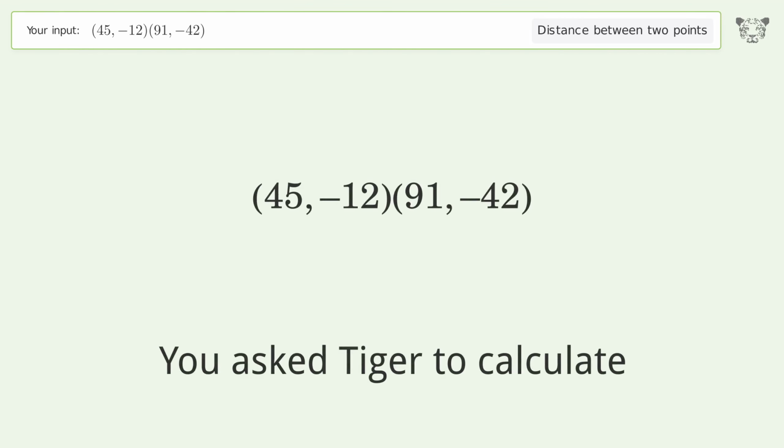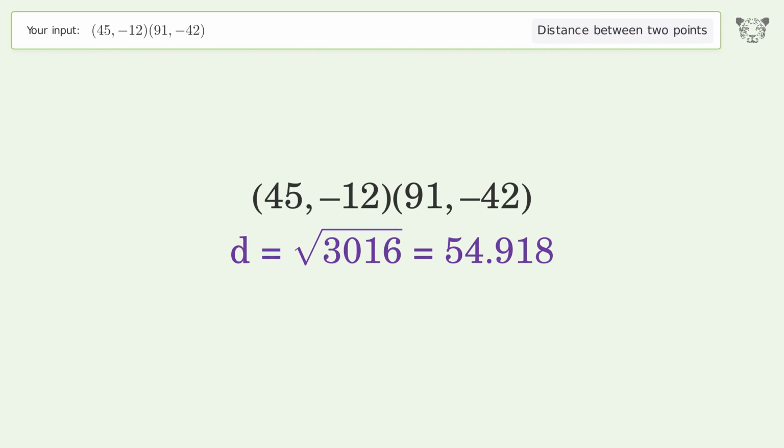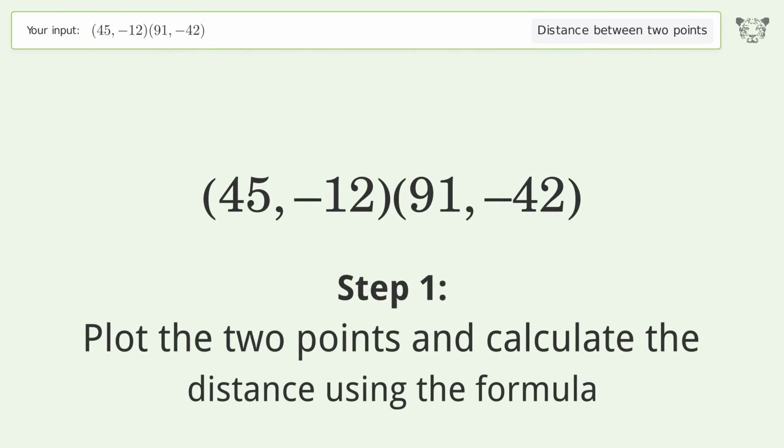You ask Tiger to calculate. This deals with the distance between 2 points. The distance between the 2 points is the square root of 3016 or 54.918. Let's solve it step by step. Plot the 2 points and calculate the distance using the formula.